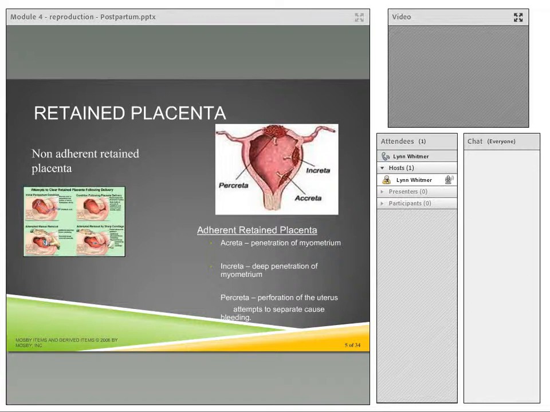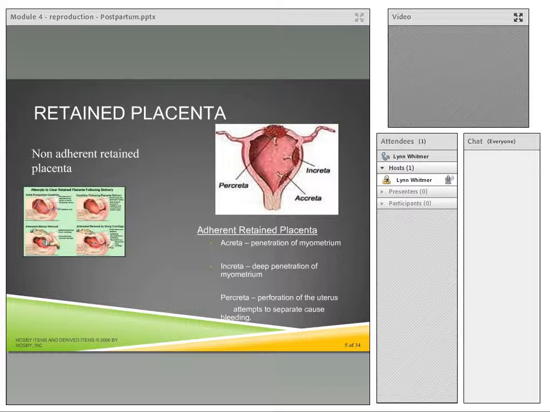We have three kinds of adhered retained placenta. One is an accreta, and you can see the picture there. An accreta is where the placenta has embedded itself a little deeper into the endometrial lining. So as you try to tug a little to get the placenta to come out, it's not going to come out in one piece, if it comes out at all, and some of the endometrial lining may come with it, which will cause additional bleeding.